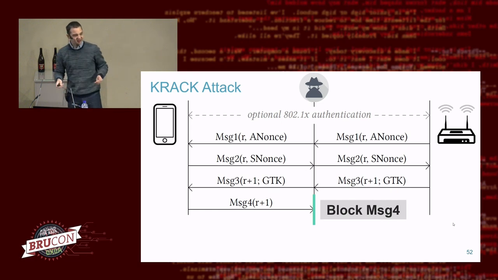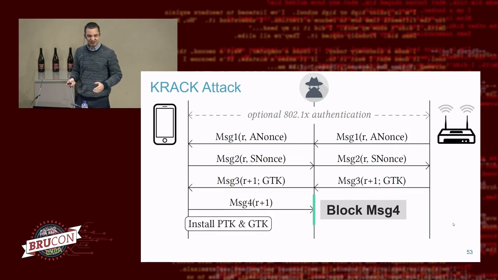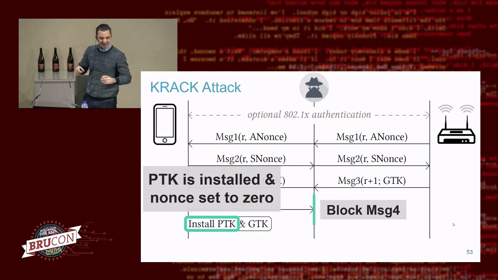And now we get in a very interesting situation, because the client believes that the four-way handshake has now completed, because it received all the frames of the handshake, and it also replied using all the frames it has to as well. In particular, it replied using message 4, so it thinks that the handshake now has successfully completed, meaning it will now install the session key for use, meaning after this, it will start sending encrypted data frames. And an important observation here is that when it installs the session key, it sets the special variable called the nonce to 0.